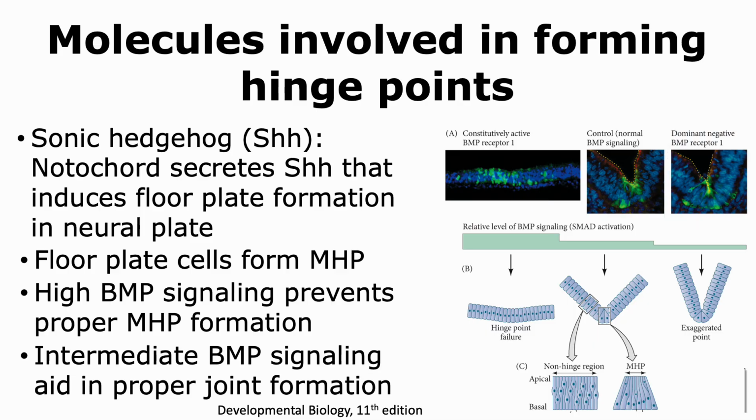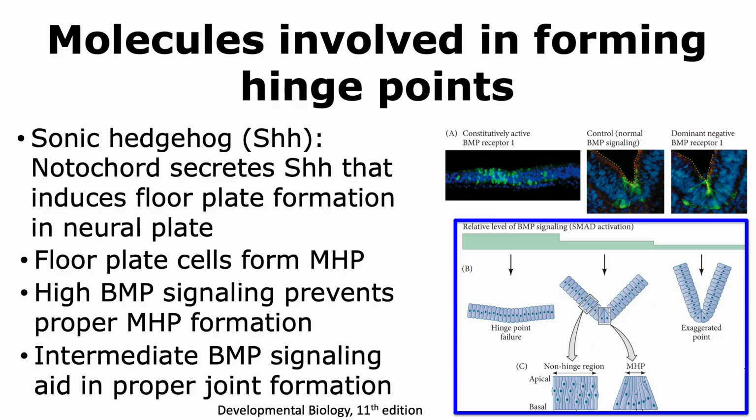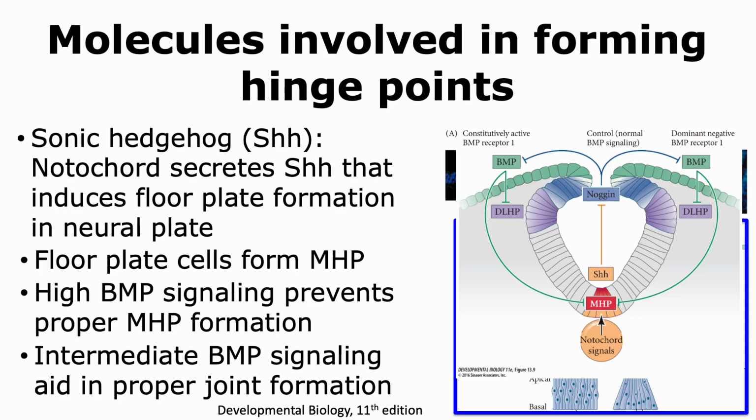And that is what is basically shown in the final figure in the blue box in the lower portion, where we can see that if you have very high BMP signaling, then there is no V-shaped form. When you have very low BMP signaling, you have an exaggerated point form, which does not allow the proper terminal steps of the neural tube formation. However, when you have intermediate BMP signaling, that is when we see the proper formation of the medial hinge point.